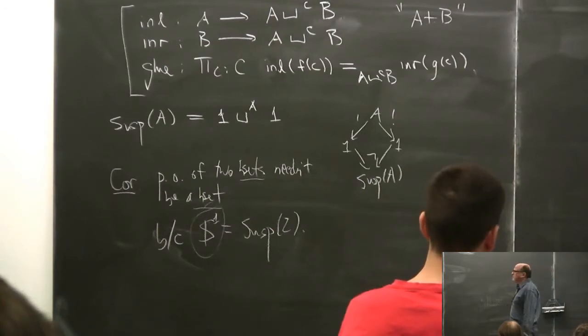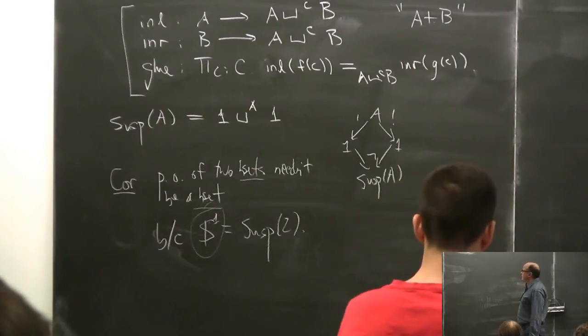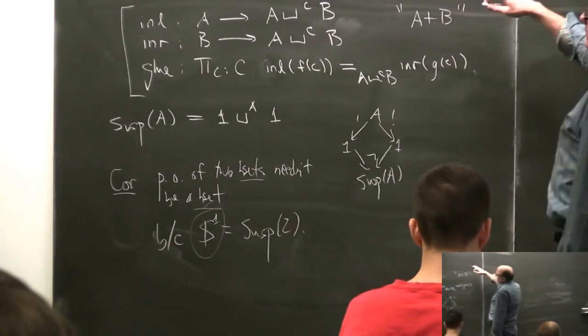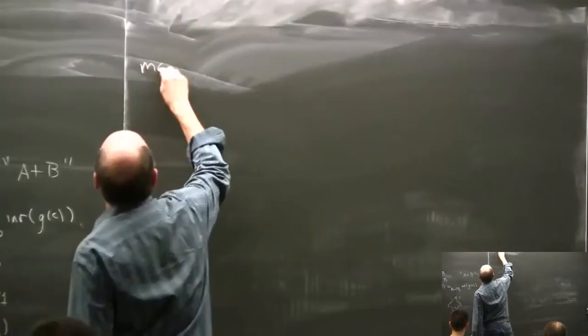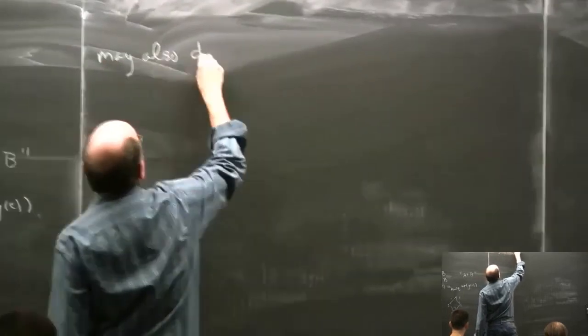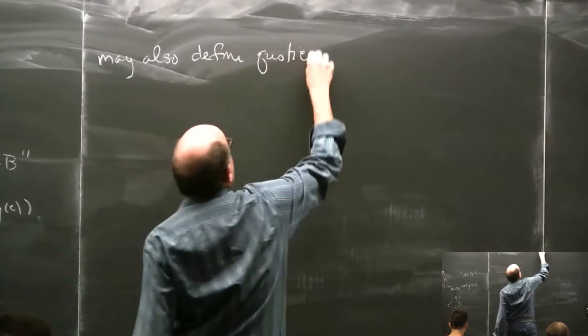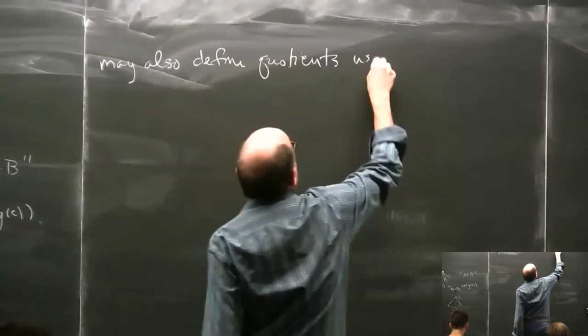So this is sort of an example of something that we can do more broadly. I think I'm going to run short of time today, so I'm not going to go through this in any detail. This sort of illustrates a pattern, which may also define quotients using higher inductive types.